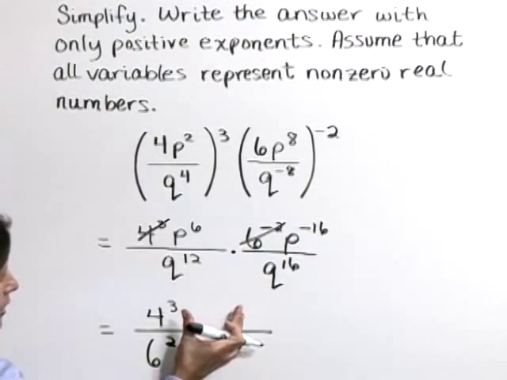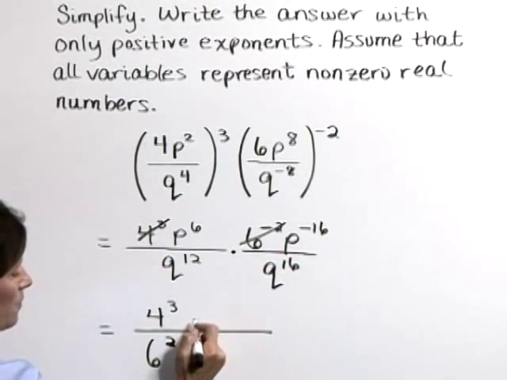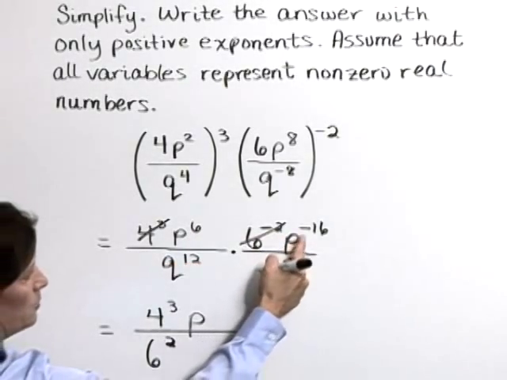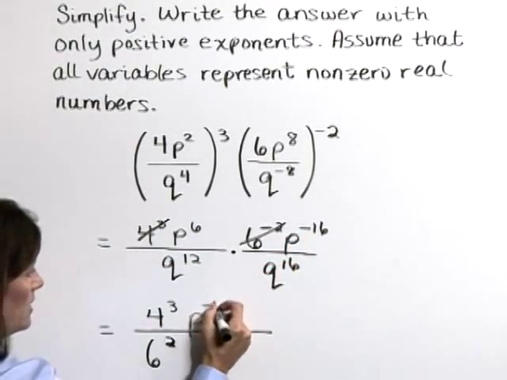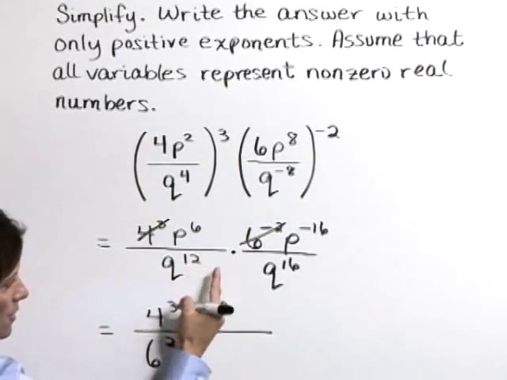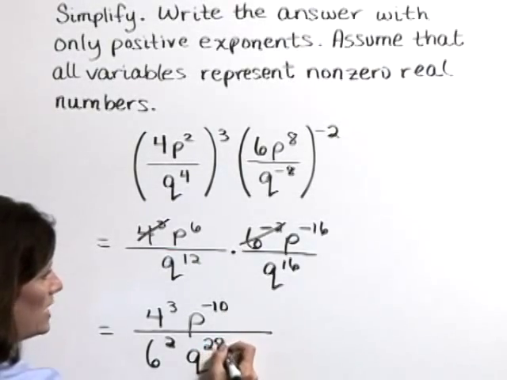Let's also use our product rule. As we multiply these like bases, add your exponents. So in the numerator, we'll have p to the 6 plus a negative 16 is a negative 10. In the denominator, q to the 12th times q to the 16th. Adding exponents, that's q to the 28th.